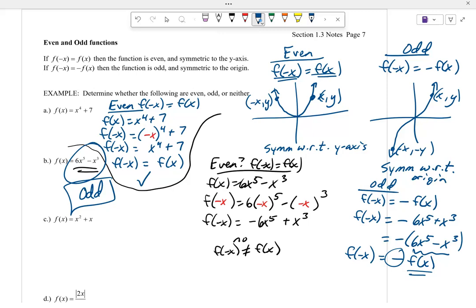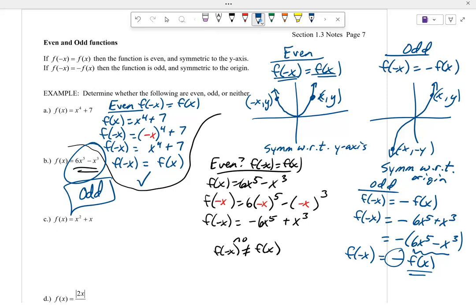So when I'm testing for even, odd, or neither, I'm plugging it in and I see if I get the original. If I get the original, it's even. If I get a negative in front of the original, it's odd. If I don't get either one, it's neither. That's my even, odd, or neither.